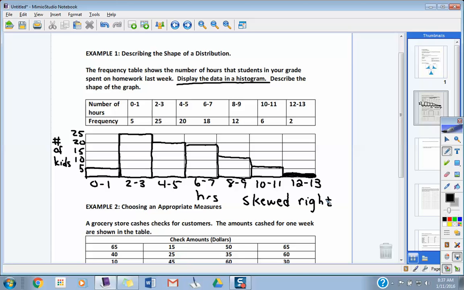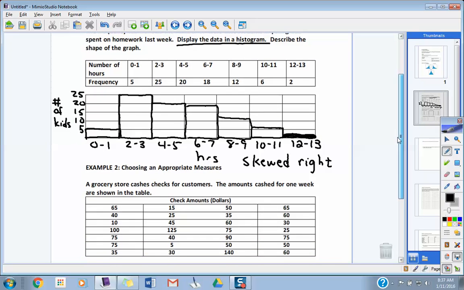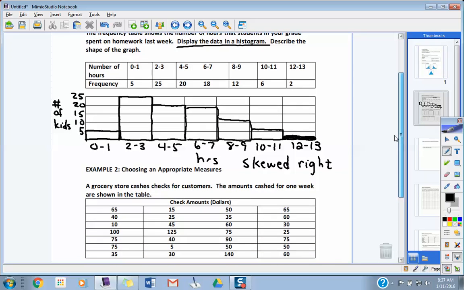All right, so show of hands right now. Who's on board with me so far? Pretty okay with this? Taking a frequency table, turning it into a histogram, identifying a shape, that should be pretty manageable, I think. Okay? That should be pretty manageable, all right? Okay, then. Questions about example 1 before we jump into number 2? Everybody have what they need there so far?